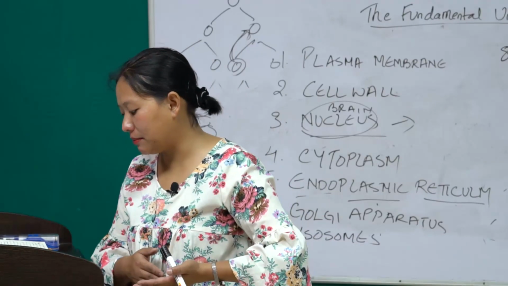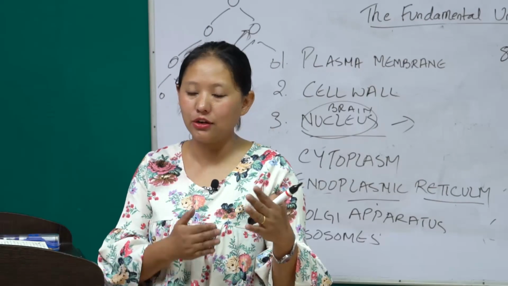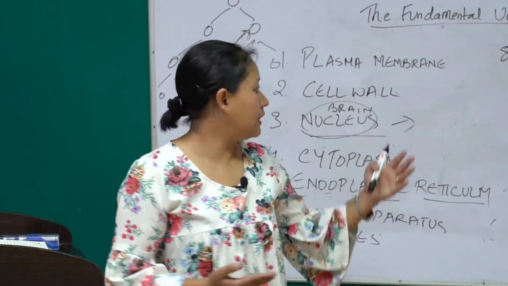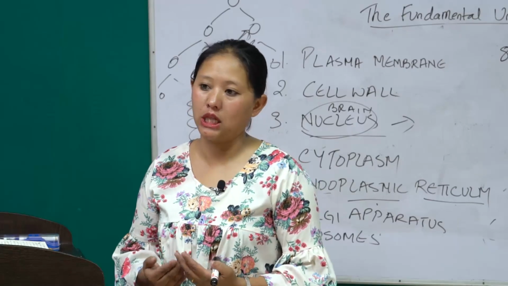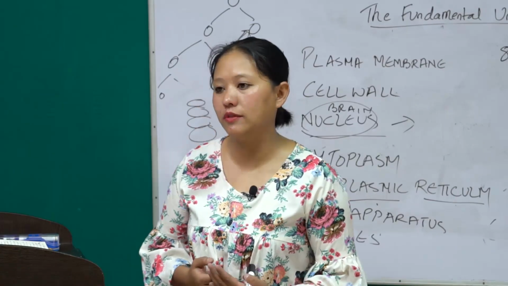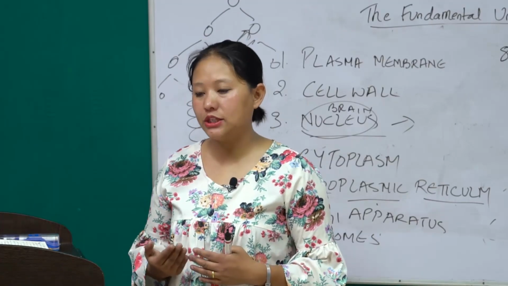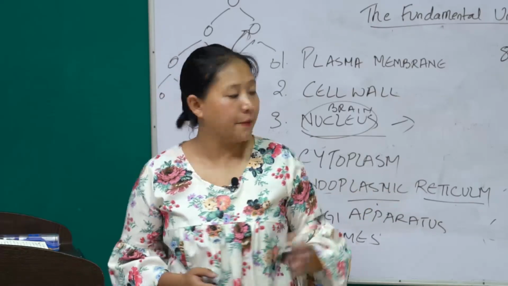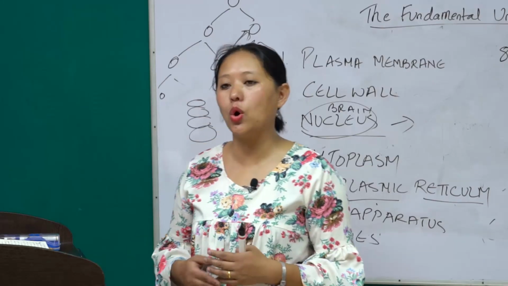So energy is produced in the form of ATP molecules, and this mitochondria is also known as the powerhouse of the cell. Why is it called the powerhouse of the cell? Because it generates energy in the form of ATP molecules, and that is why it is called the powerhouse of the cell. And mitochondria can synthesize their own protein.